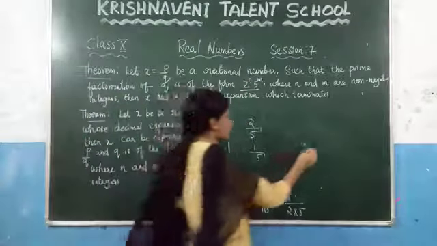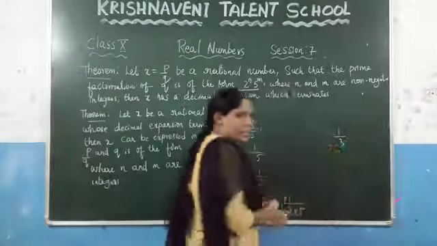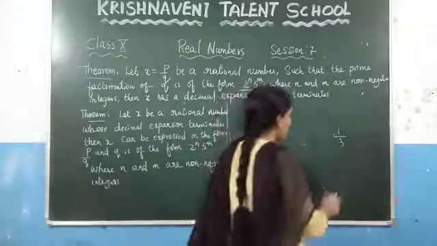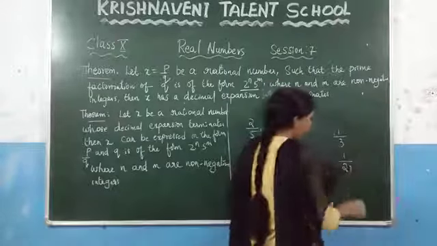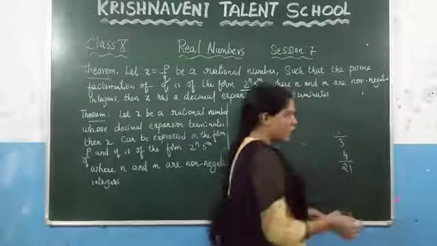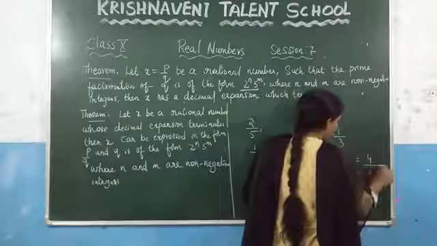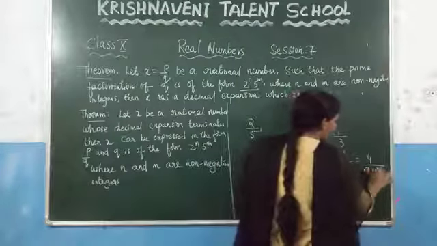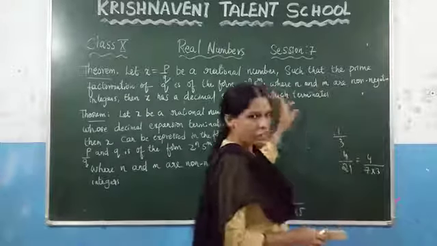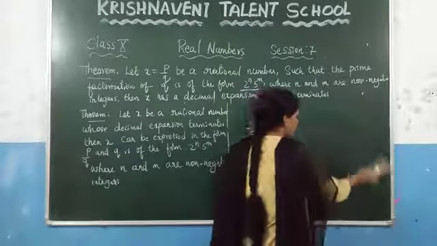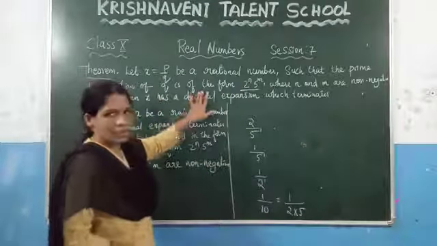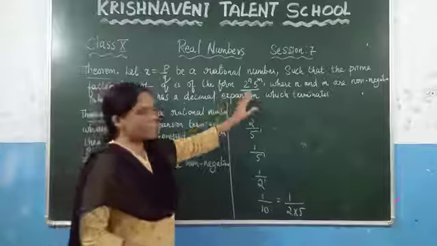You should not consider the value 1 by 3, because here the denominator is not in the form of 2 power n and 5 power m. Let us consider 1 by 21, or any number like 4 by 21. What are the factors of 21? 7 into 3. Here you can observe that the denominator is not in the form of 2 power n and 5 power m. You have to consider fractions such that the denominator is in the form of either 2 power n, 5 power m, or 2 power n and 5 power m.